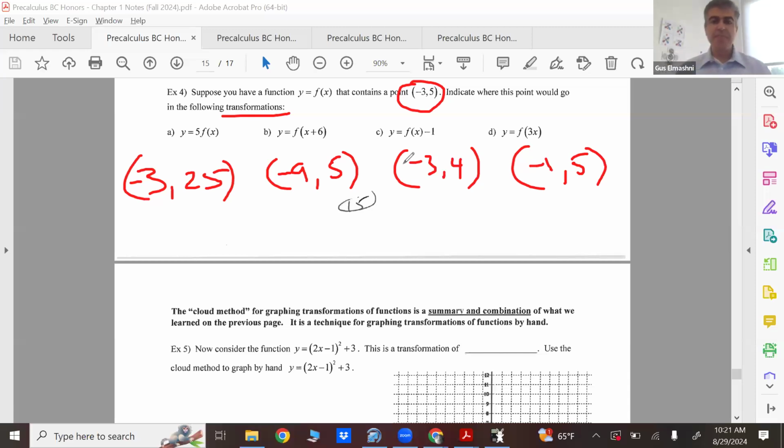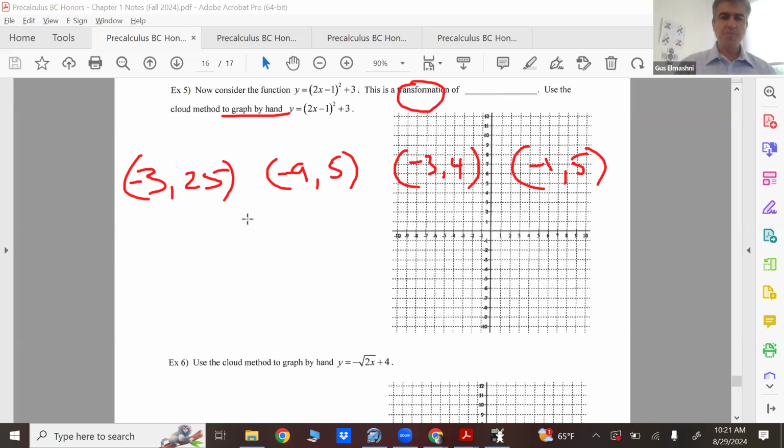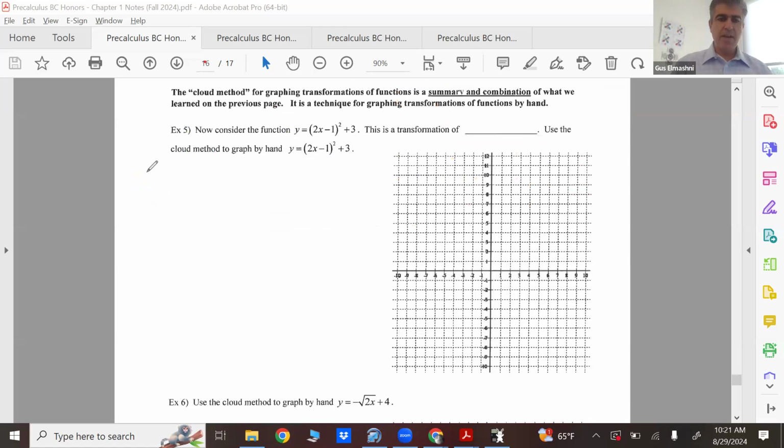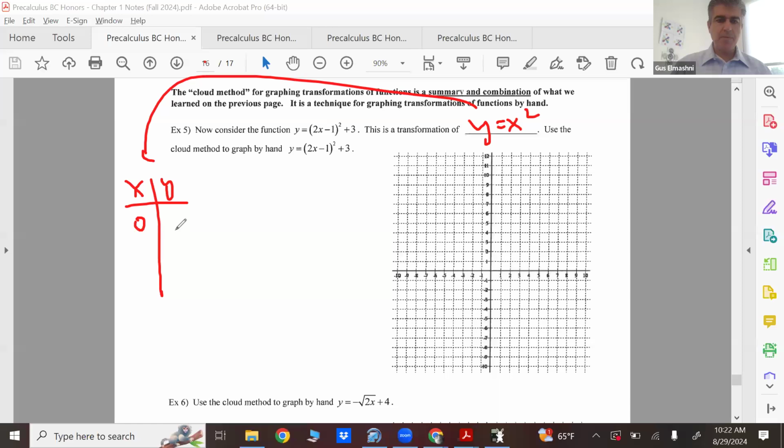Okay, good. All right. Now let's put it all together. I promise I won't mess this up this time. So here's what we have to do. My parent function, this is a transformation of y equals x squared. That's my parent function. So I'll do 0, 0, 2, 4, negative 2, 4. Now over here.